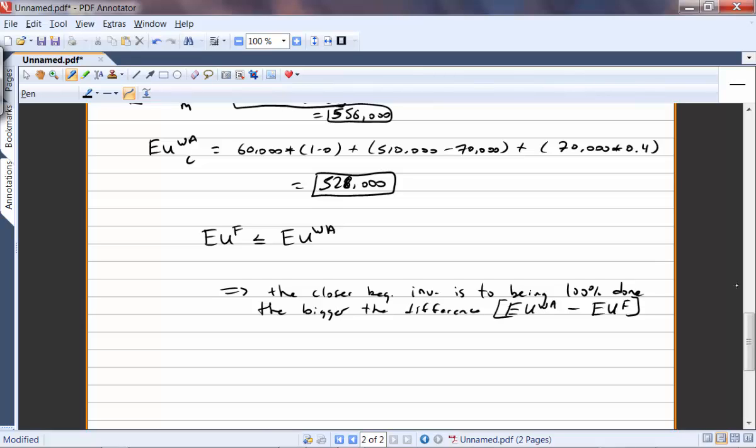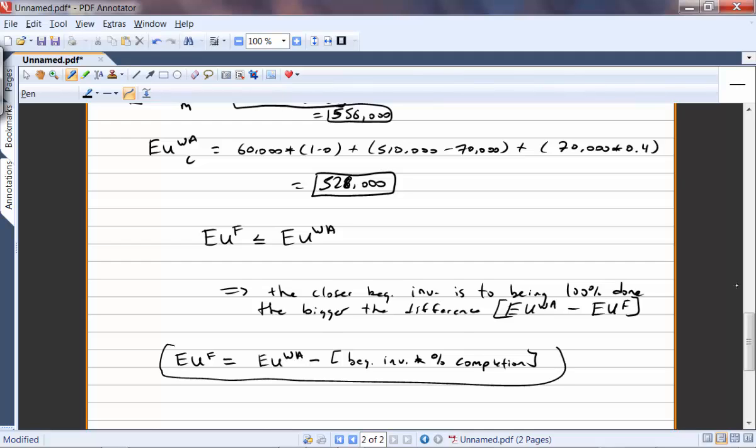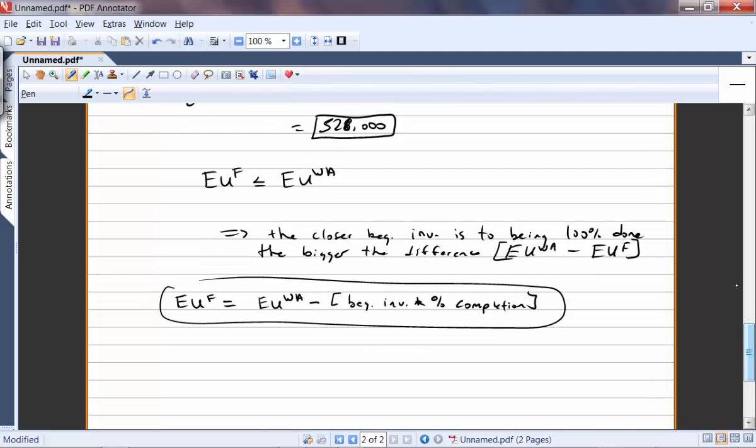So if you want to actually calculate the equivalent units under FIFO, you just take the equivalent units under weighted average and you subtract the beginning inventory times percent completion. Right? Here's a formula that you should know. So once you get one of these, you can get the other one, right?